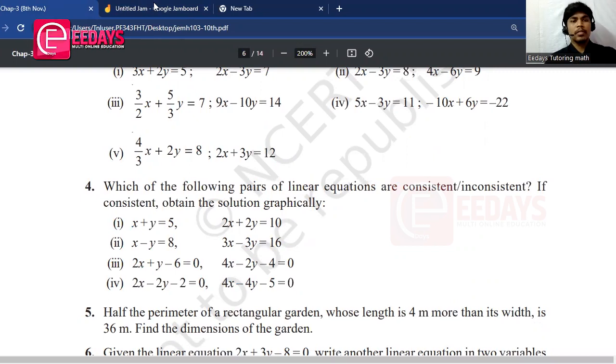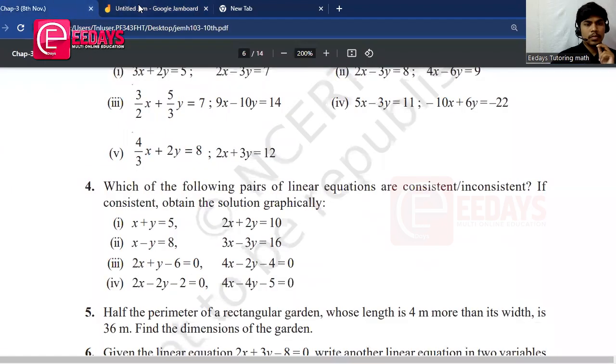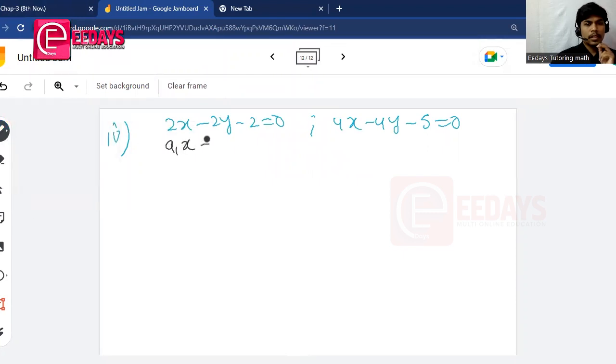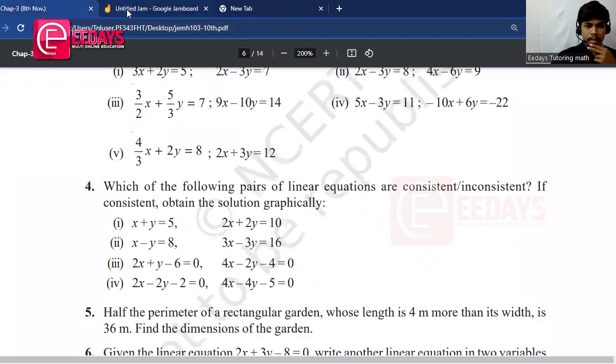Similarly, you can find the fourth one. The fourth equations are 2x minus 2y minus 2 is equal to 0, and 4x minus 4y minus 5 is equal to 0. Let's compare with the general form a1x plus b1y. Now you'll get a1 is equal to 2, b1 is equal to minus 2, c1 is equal to minus 2, a2 is equal to 4, b2 is equal to minus 4, c2 is equal to minus 5. Am I writing the correct equation? Yeah.